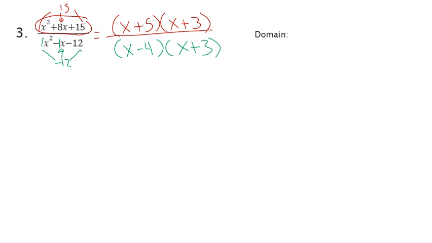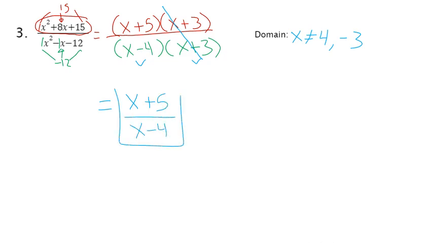After we factor, if you need to find the domain, this is usually when you would do that. So we can't have +4 in the denominator or -3. So in the bottom, or the denominator, we can't have those values. And then you would simplify. So I have a factor of x plus 3 that goes away or reduces. And my answer would be (x plus 5) over (x minus 4).